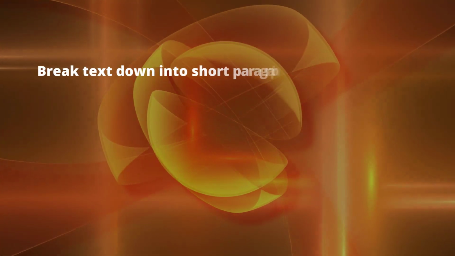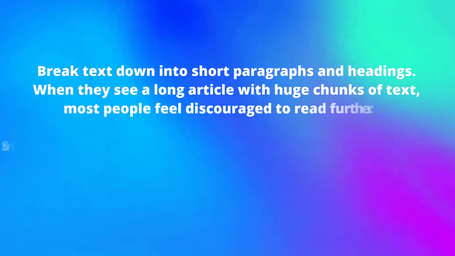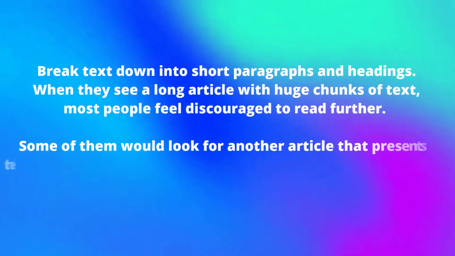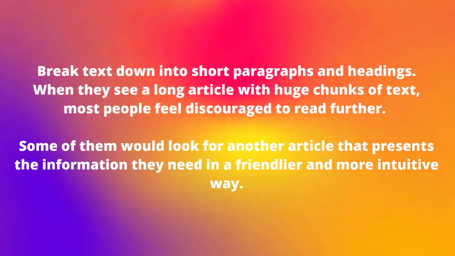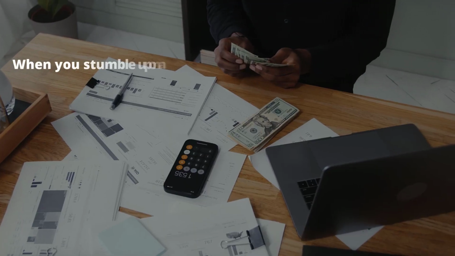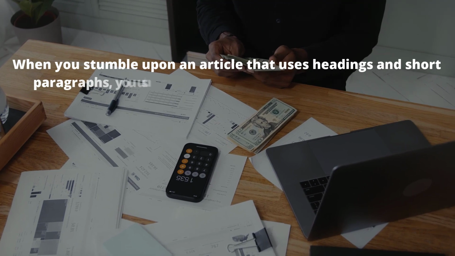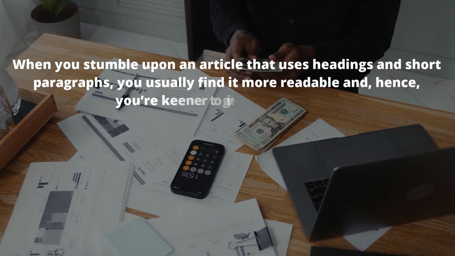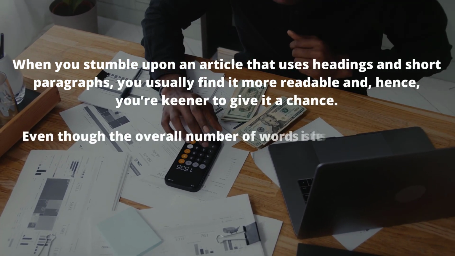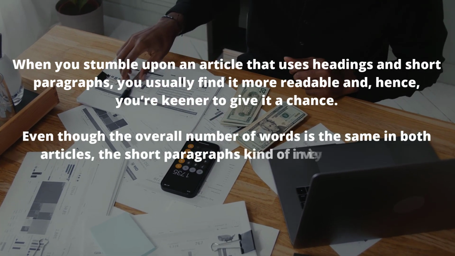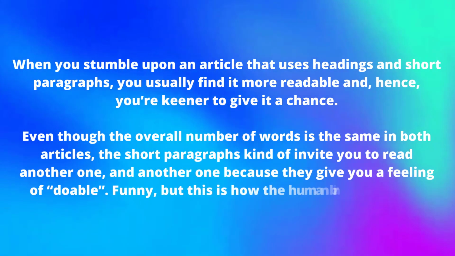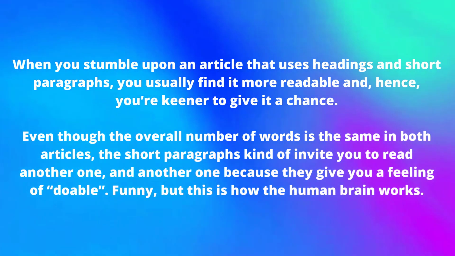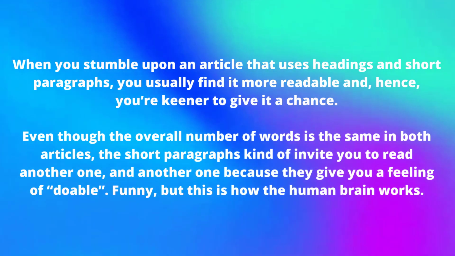Break text down into short paragraphs and headings. When they see a long article with huge chunks of text, most people feel discouraged to read further. Some of them would look for another article that presents the information they need in a friendlier and more intuitive way. When you stumble upon an article that uses headings and short paragraphs, you usually find it more readable and hence you're keener to give it a chance. Even though the overall number of words is the same in both articles, the short paragraphs kind of invite you to read another one and another one because they give you a feeling of doable. Funny, but this is how the human brain works.